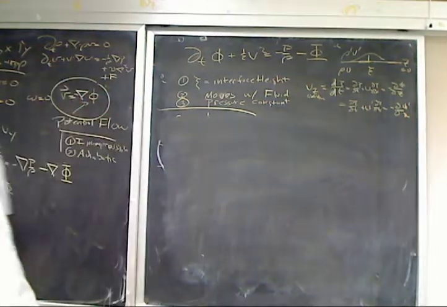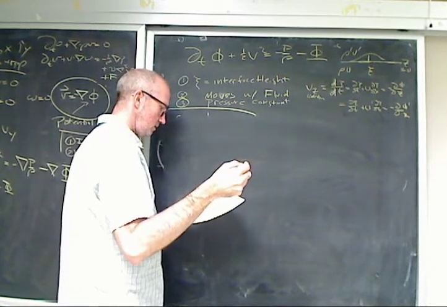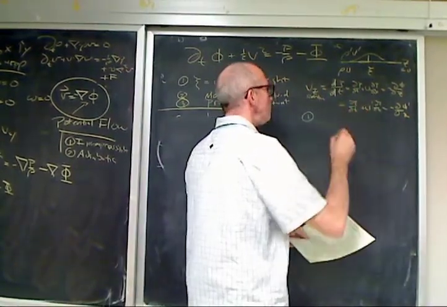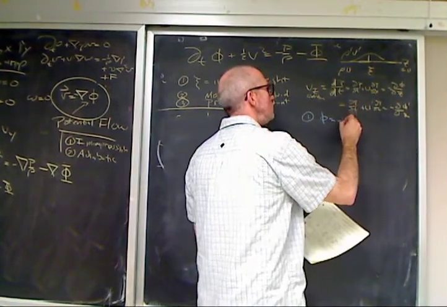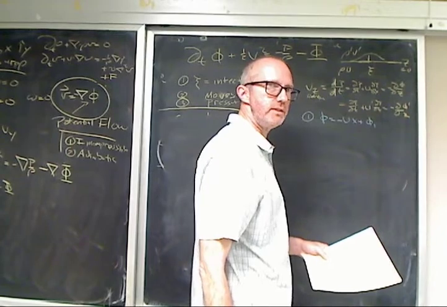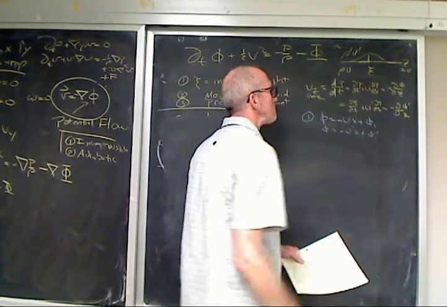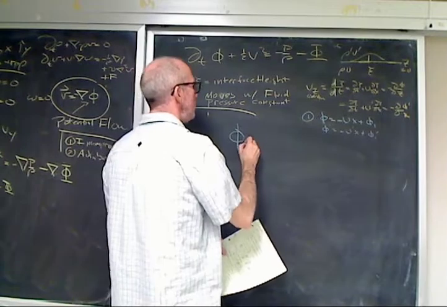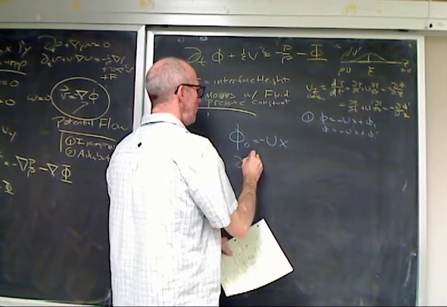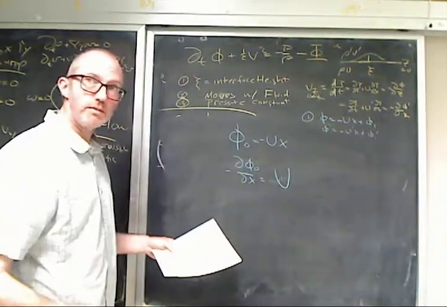Okay, so we need a couple of things. We'll come back to this in a sec. So we need two other things. One is the fact that phi equals minus ux plus phi 1. This is how I'm perturbing the fluid. And similarly, phi prime equals minus u prime x plus phi 1 prime. So phi naught equals ux, because I know that d phi naught/dx equals u, the velocity. Remember, big U is the velocity.